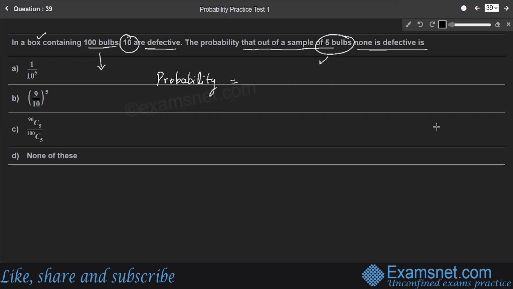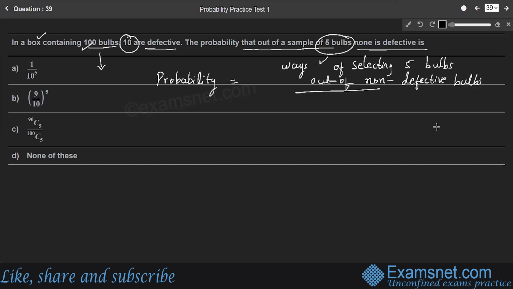the ways of selecting 5 bulbs out of non-defective bulbs, divided by the ways of selecting 5 bulbs out of the total number of bulbs. So the ways of selecting 5 bulbs out of non-defective bulbs, divided by the total ways of selecting 5 bulbs out of 100 bulbs, right?